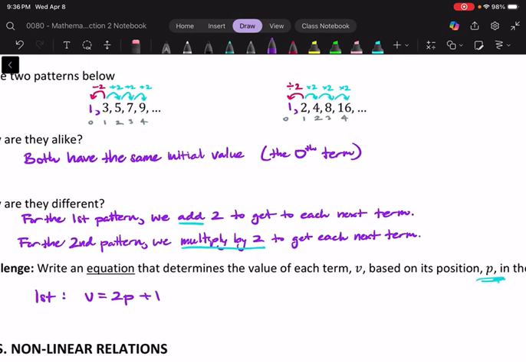And you can check it out, right? Like at position 1, this 1 times 2 plus 1 is 3. 2 times 2 plus 1 is 5. 3 times 2 plus 1 is 7. 4 times 2 plus 1 is 9. So you can see it in action there. You can always test out whatever you think a pattern is.